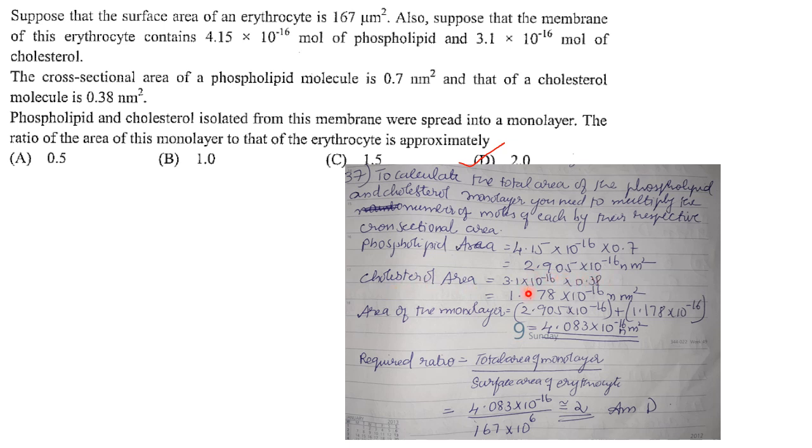Similarly, cholesterol area also you can calculate and find out. Then you add these, you will get the area of the monolayer. Then the required ratio will be total area of monolayer by surface area of erythrocyte. That will be 2. Answer will be option D.